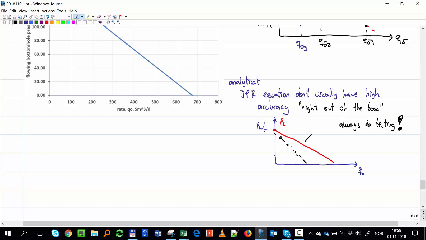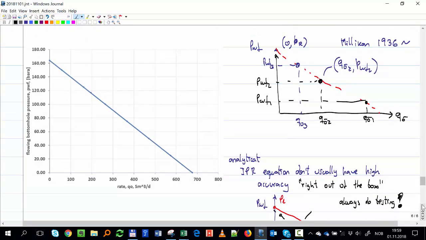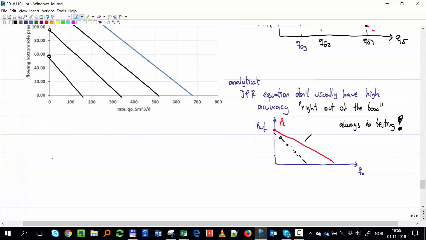It's very important to have the shape, because if you have the slope, I know it will change something like that, okay? So I know what will happen in the future with the well, okay? But always do testing to verify your IPR.